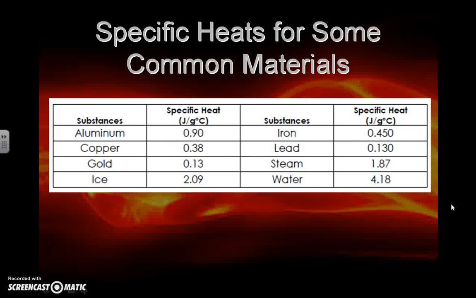Here are the specific heats for some common materials. You'll notice that aluminum has a specific heat of 0.9, copper 0.38, and so on and so forth. You'll also notice, hopefully, that water has a very high specific heat. So something that has a high specific heat is going to heat up slower. It's going to absorb more joules of energy in order to raise each gram 1 degree Celsius. Whereas things like metal heat up a lot faster, which makes sense because they have a lower specific heat, meaning they have to absorb fewer joules of thermal energy in order to increase each gram of the substance by 1 degree Celsius. Okay, these will come in handy in all problems.